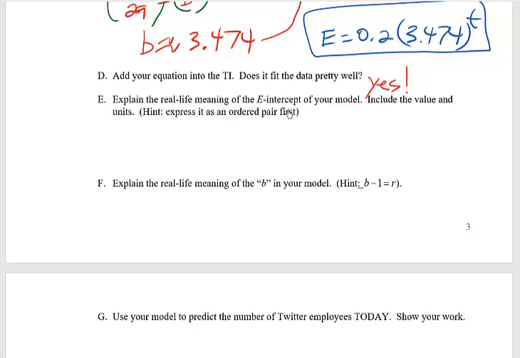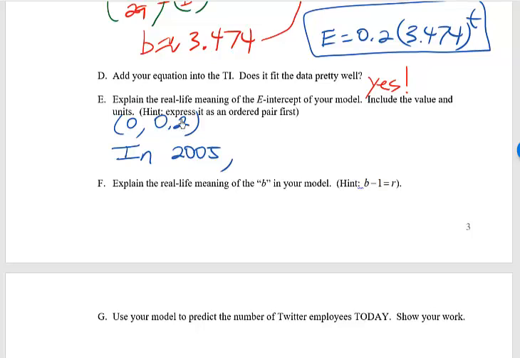Let's see, this one says, say what the y-intercept means. The y-intercept we found already. As an ordered pair, it would be (0, 0.2). The t is years since 2005, so this is saying something about 2005. The 0.2 is people, employees. I can't really have 0.2 of a person. That would round off to 0, actually.